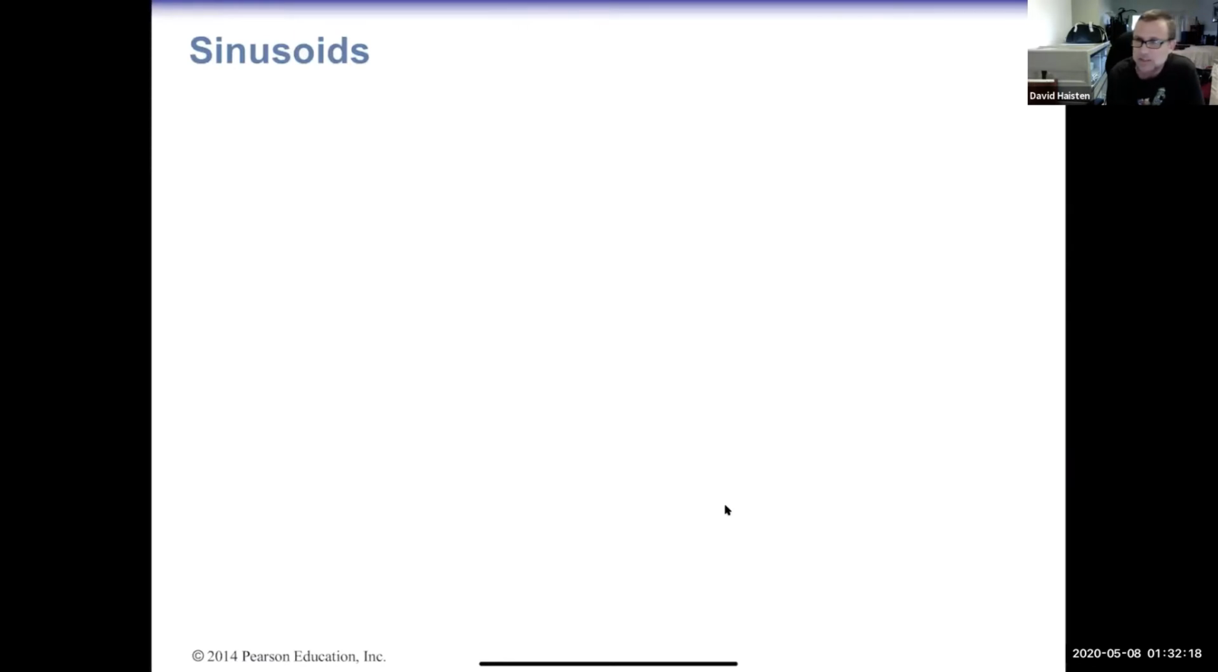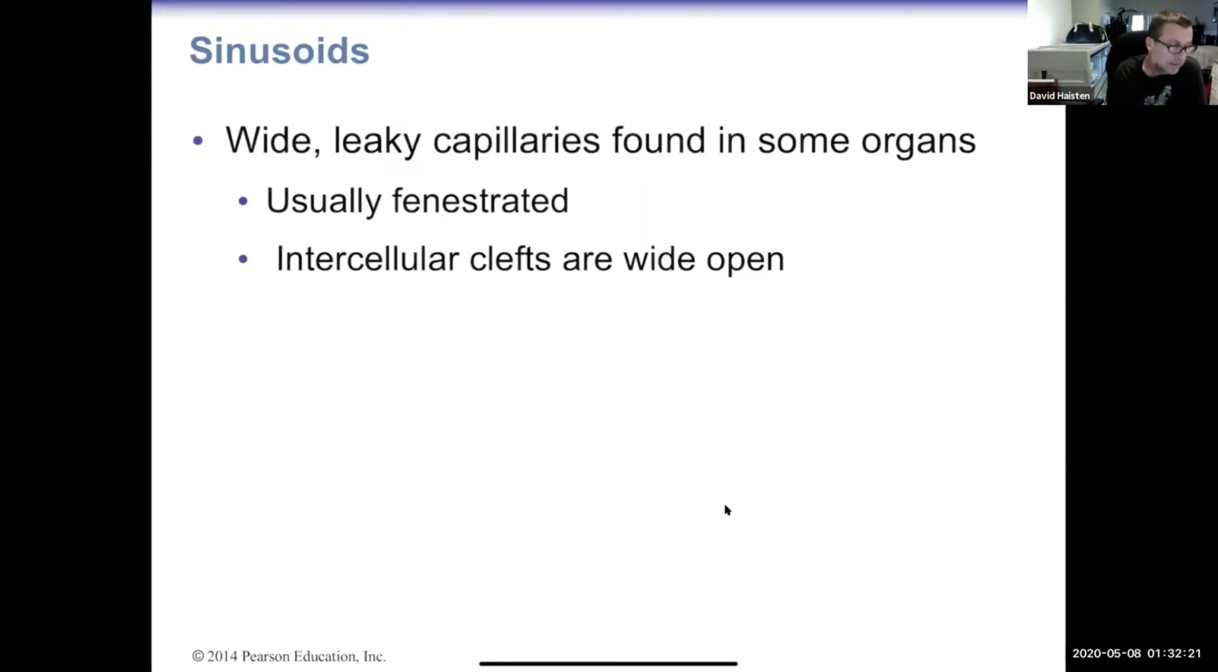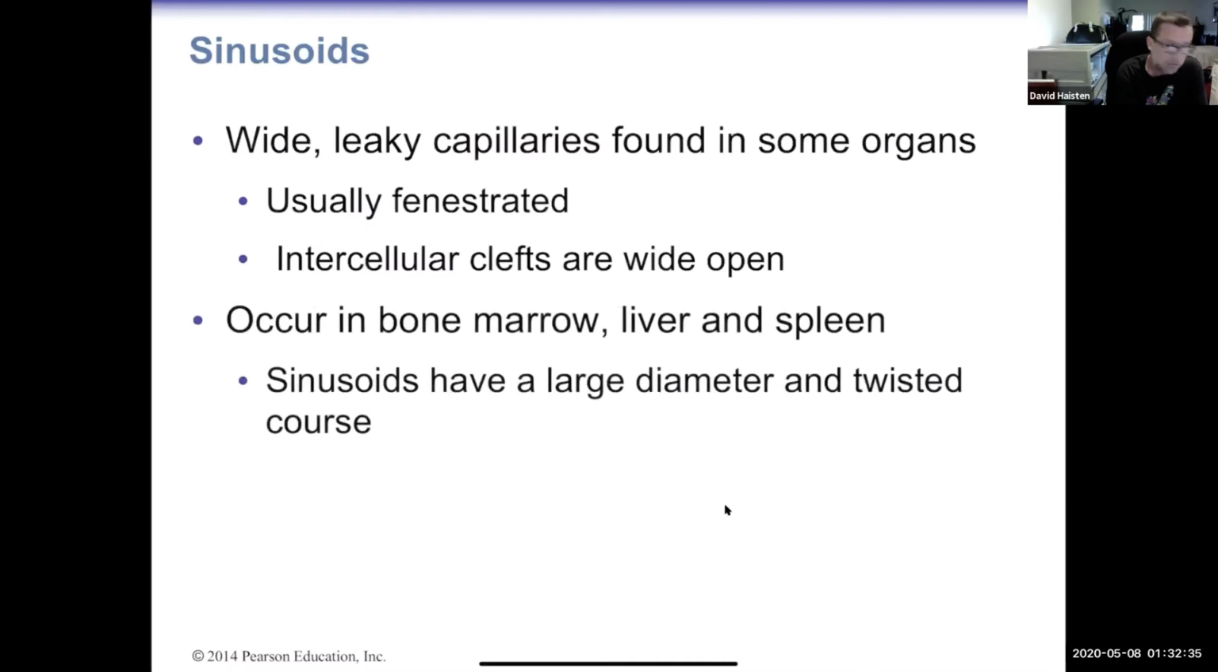Finally, sinusoids. They're fenestrated, but the intercellular clefts are ripped wide open to allow a whole red blood cell to fit through. Wide leaky capillaries. So on your notes, you better erase where I put spleen for fenestrated. When I just wrote on the board, I screwed up and put spleen as fenestrated. It's not. Sinusoids are in your spleen. You have the splenic sinusoids. You also have sinusoids in your liver, and in your red bone marrow, there's sinusoids. So make sure you delete that mistake I just made.